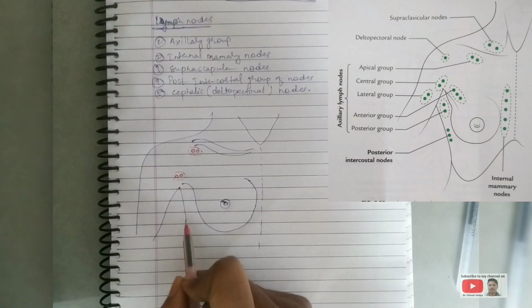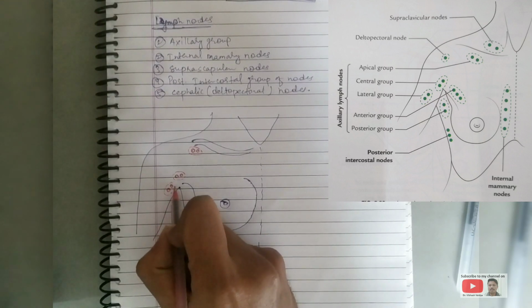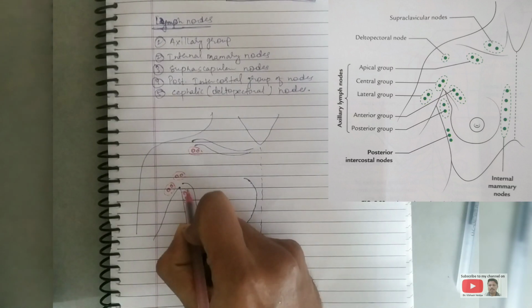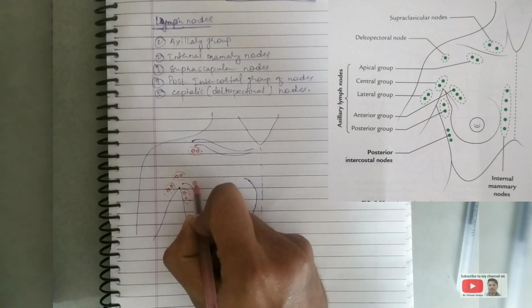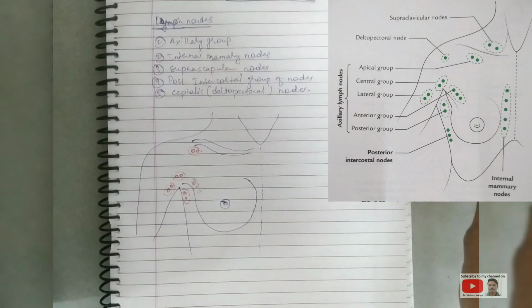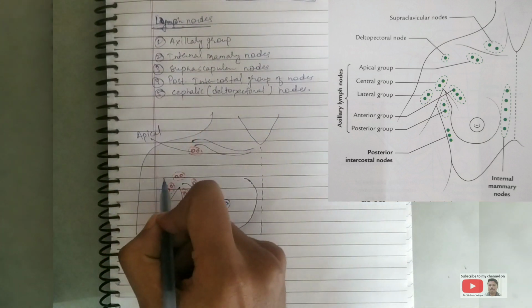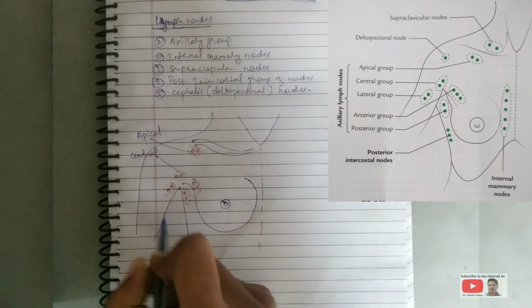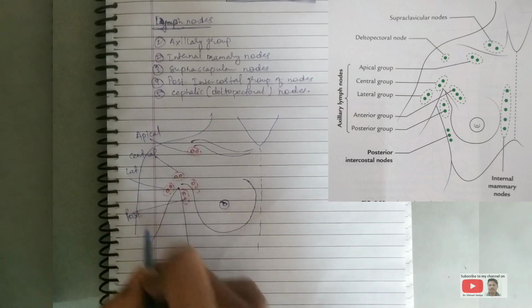Then we have a lateral group. So the lateral group is situated on the lateral side of the axilla. Then the posterior group of lymph nodes. So here we have the posterior group of lymph nodes and the anterior group of lymph nodes. So this is the anterior group of lymph nodes. So if we're talking about the axillary group of lymph nodes, this apical group, then this central group, this lateral group, and this posterior group, and this anterior group.